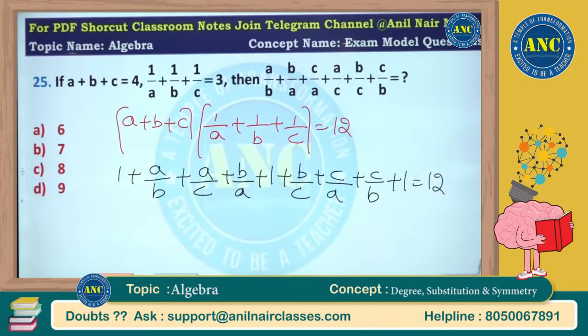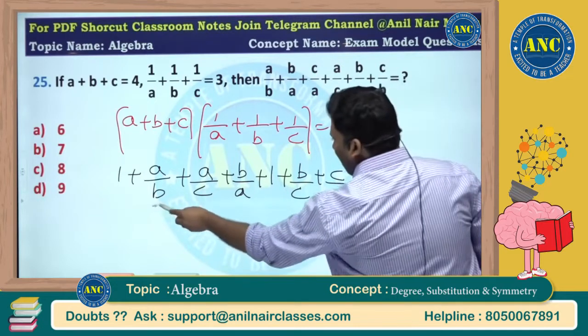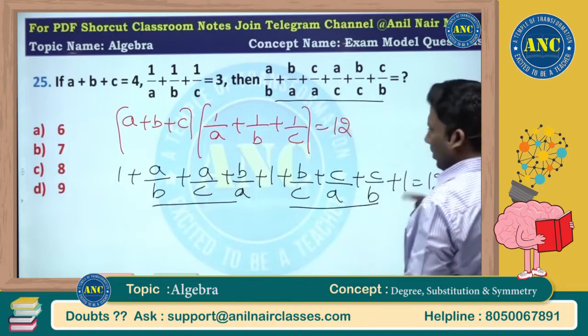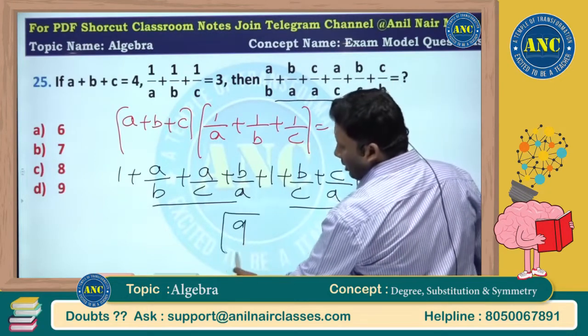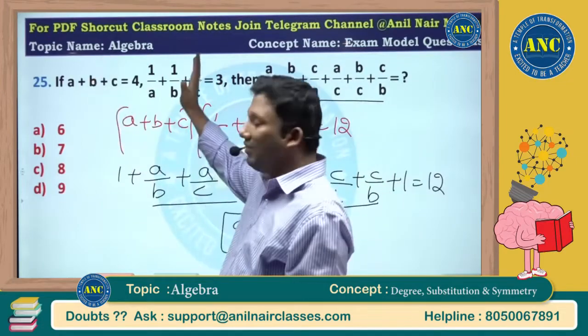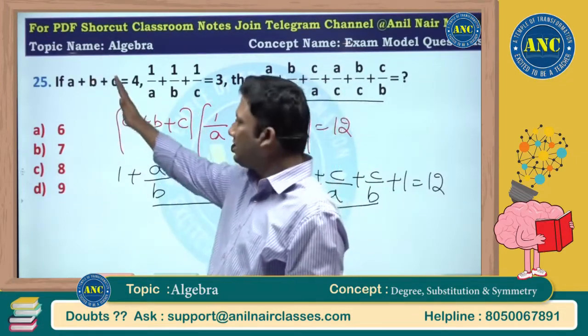What is the concept that we require? This is the value we require. Total 6 terms, right? This is the value we require. 12 minus 3, it is 9. Very, very easy question. Sum of the variables is given. Sum of the reciprocals is given.